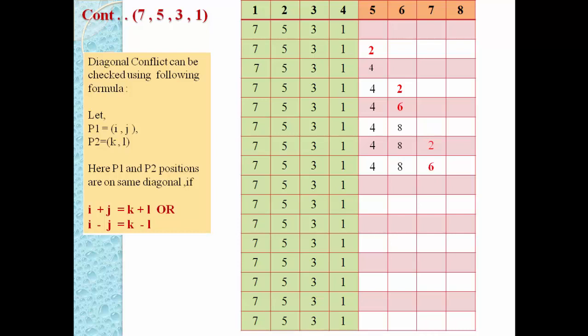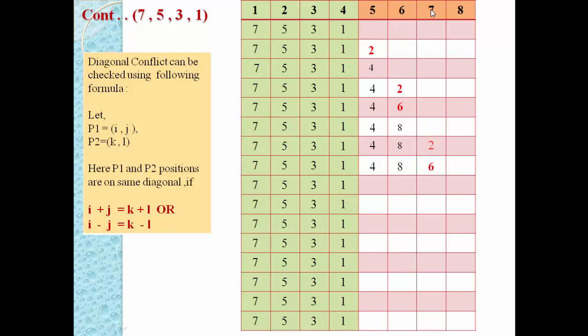Once we place on 7th row, 6th column, at that time we need to check whether it is on same diagonal with all the queens. So perform addition. 7 plus 6 is equal to 13. Is there any queen which has addition of row and column equal to 13? Just check. 7 plus 1 is 8, 5 plus 2 is 7, 3 plus 3 is 6, 1 plus 4 is 5, and 5 plus 4 is 9, and 6 plus 8 is equal to 14.